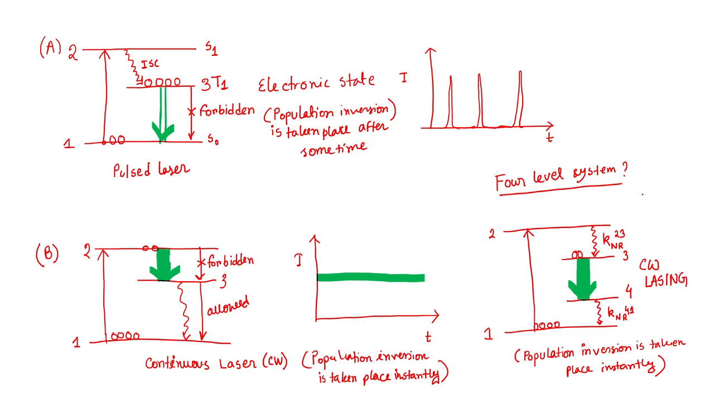A popular example is neodymium yttrium aluminum garnet, Nd:YAG, lasing from Nd:YAG. Generally, the fundamental is at 1064 nanometer, and generally we use the second harmonic of that, 532 nanometer.